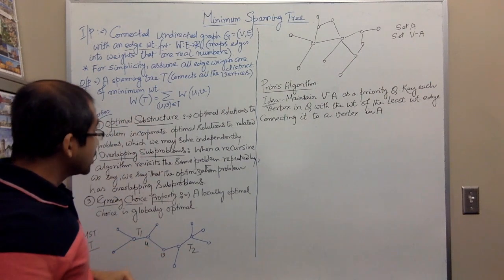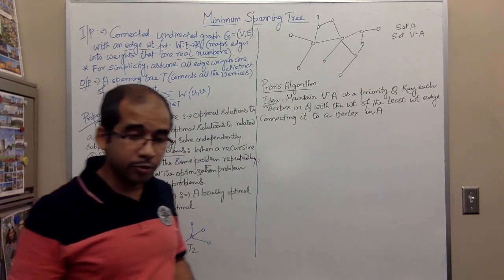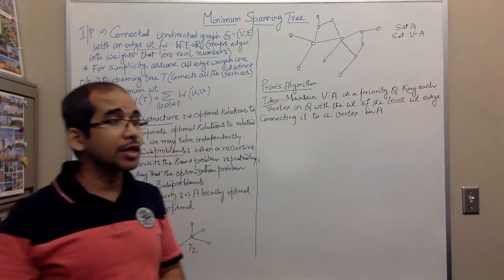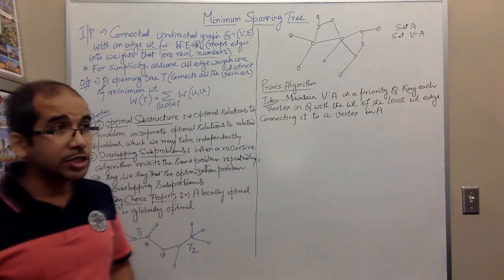So now this type of problem, an optimization problem, can be solved with two different standard procedures. One is called dynamic programming and the other is called greedy algorithm.